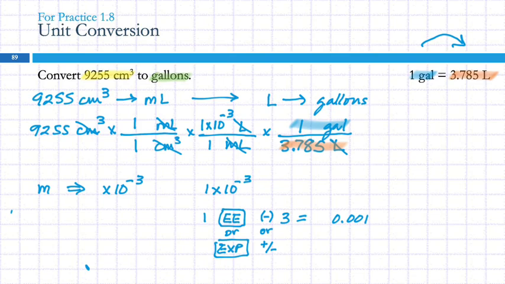So as I do this problem, 9255 times 1 divided by 1, and I'm going to go times 1 EE negative 3 divided by 1 times 1 divided by 3.785, equals. Again, the calculator's giving me a mess.